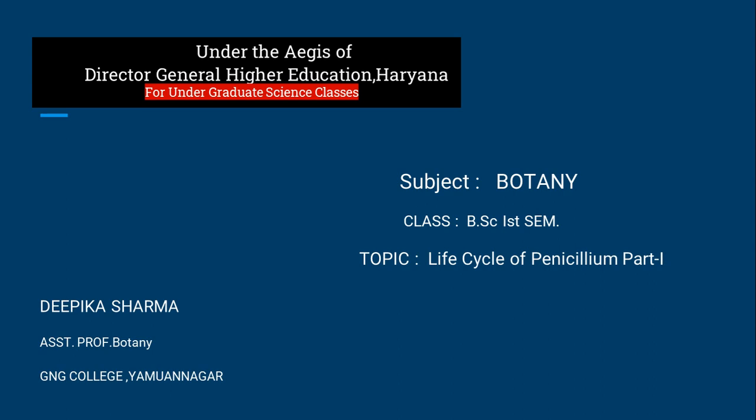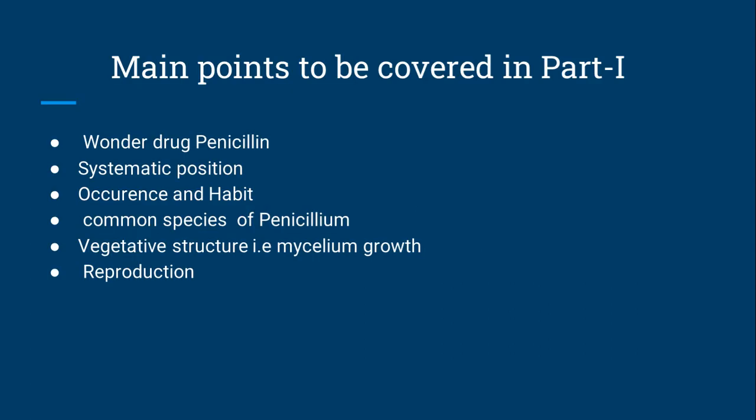Now let us start with the main points that I am going to cover in Part 1. First we will discuss the brief history of the Penicillium fungus, that is the wonder drug penicillin. The classification of the Penicillium, its systematic position, occurrence and habit of this fungus, and some of the common species of Penicillium which are found in our day-to-day life. Also, vegetative structure, that is the mycelium growth of the fungus, and reproduction, that is the asexual reproduction.